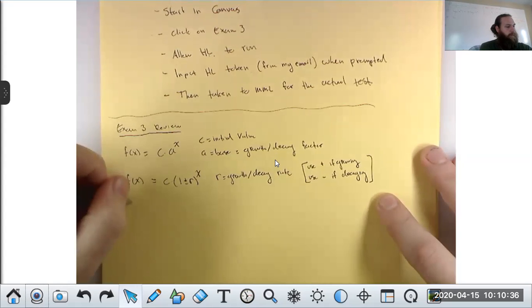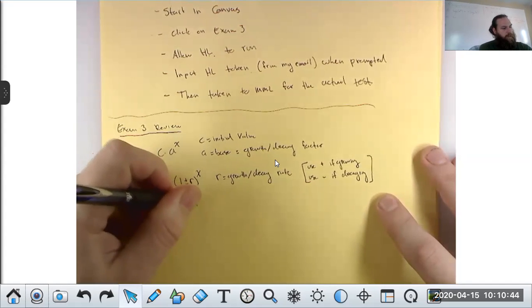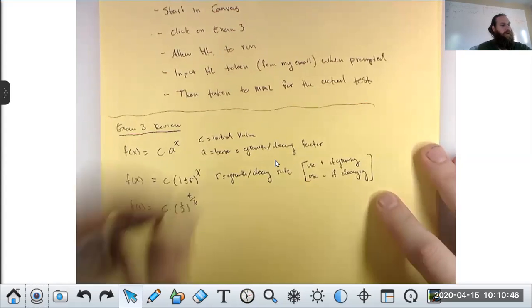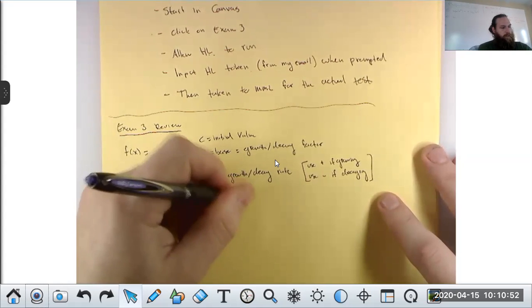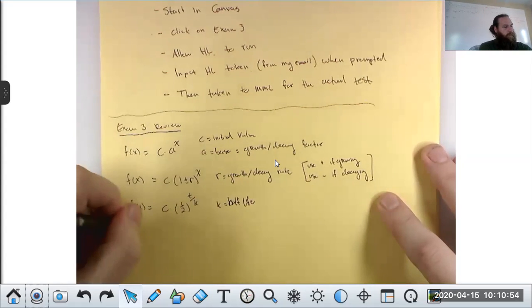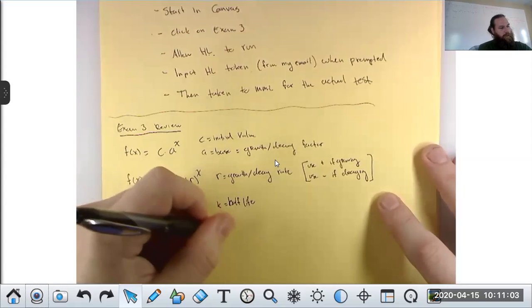We have the half-life formula, which is C times (1/2) to the t over k, where we usually use the variable t to represent time. Here k is called the half-life. And then we have the doubling time formula, which is the same sort of thing, just with a 2 instead of a 1/2. Here k is called the doubling time.